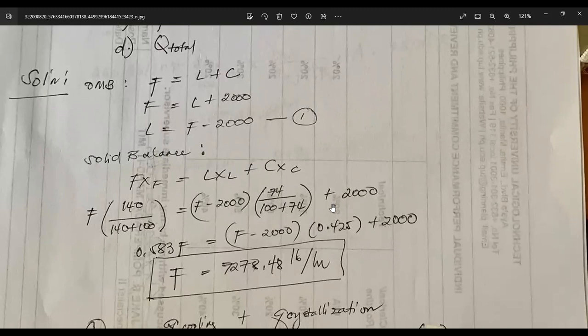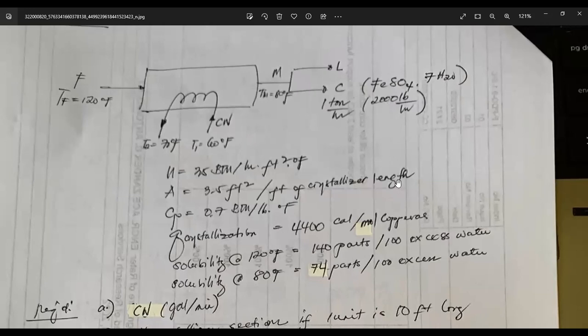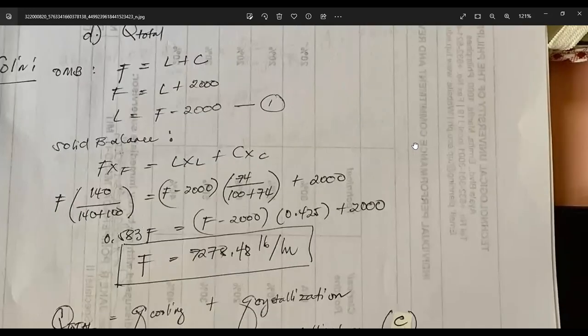174. Now for the crystals, you have already 2,000 pounds per hour. So you write here 2,000 pounds. So your feed is this, 7,278.48 pounds per hour.